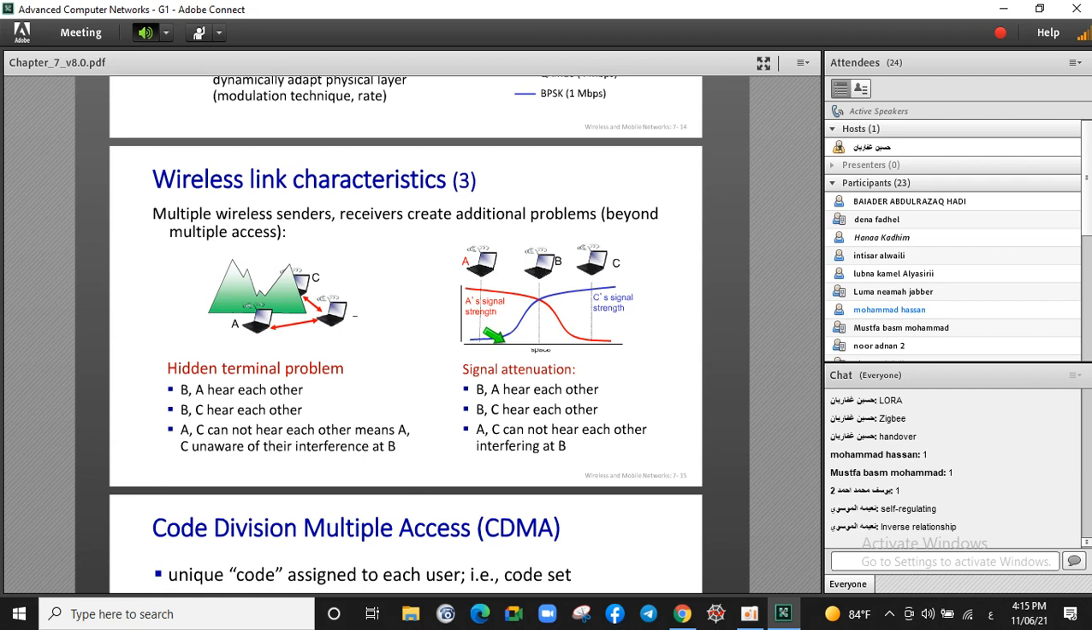In this case, we say that this case is the hidden node problem or hidden terminal problem. There is no difference between them. Hidden node problem or hidden terminal problem.